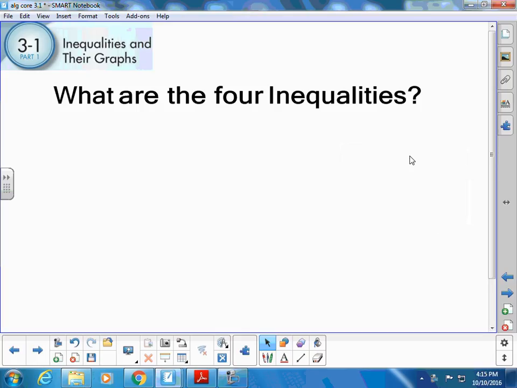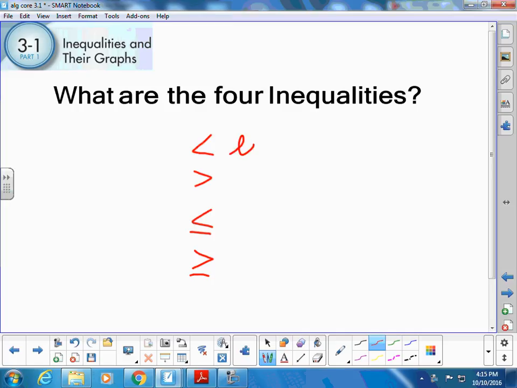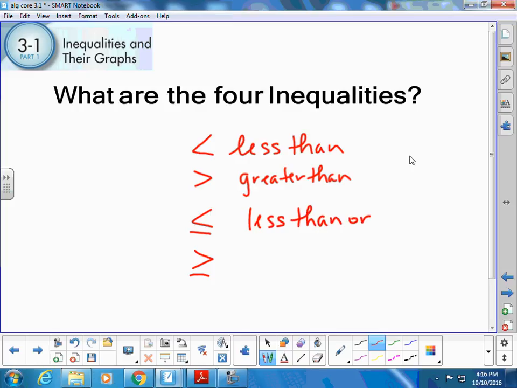So today we're talking about the inequalities, and we have 4 of them. You should remember that the 4 inequalities are these. And this is less than, greater than, and this is less than or equal to, and lastly is greater than or equal to.